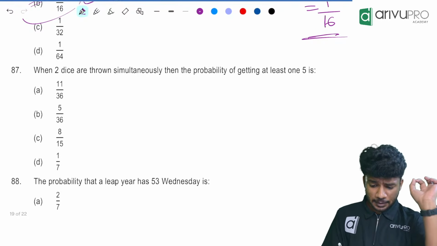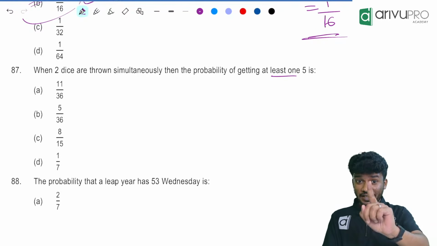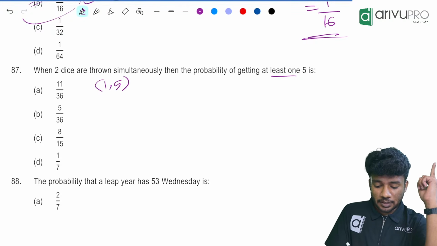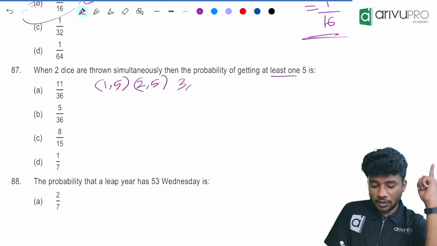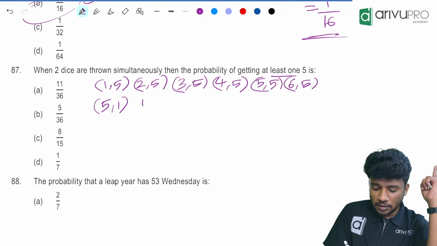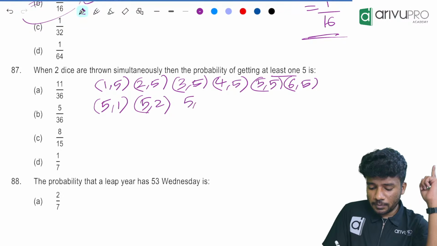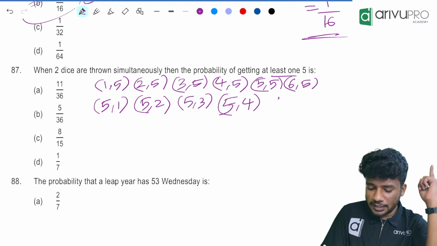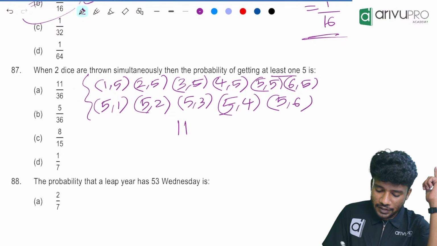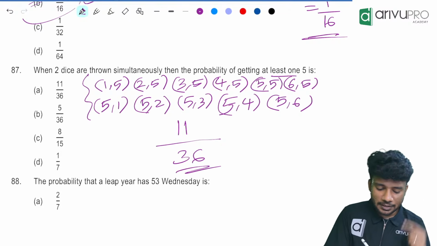Two dice are thrown simultaneously, getting at least one 5. At least one 5 means 1 comma 5 is a possibility, then 2 comma 5, 3 comma 5, 4 comma 5, 5 comma 5, and 6 comma 5 are possibilities. Then 5 comma 1, 5 comma 2, 5 comma 3, 5 comma 4, and 5 comma 5 we already wrote. Then we will write 5 comma 6. In total, 11 are there. So the answer is 11 by 36.